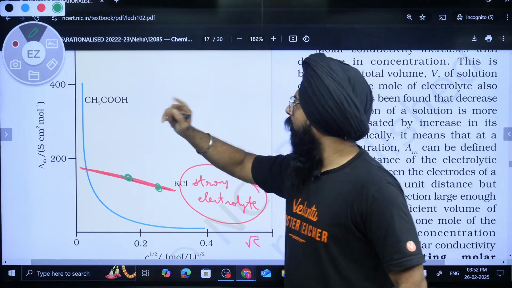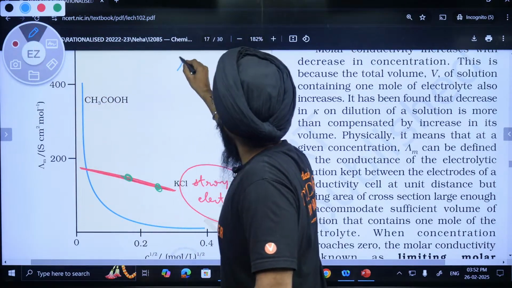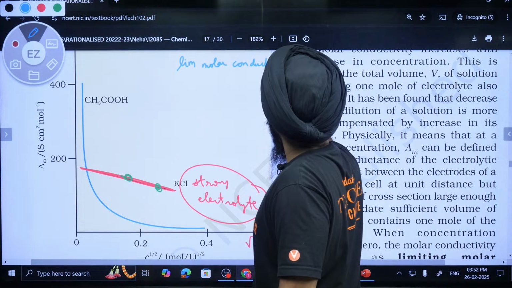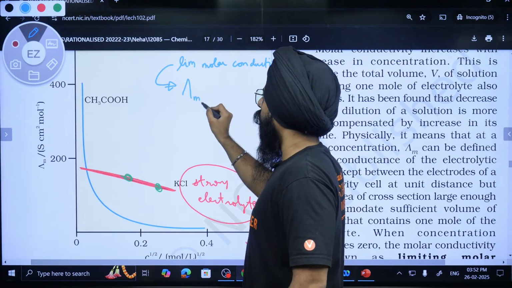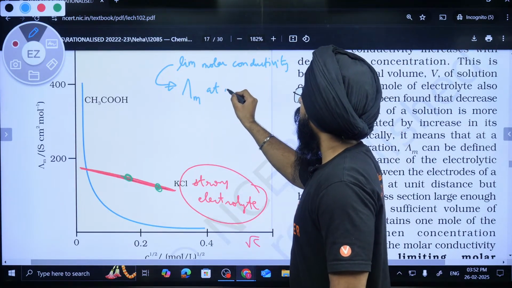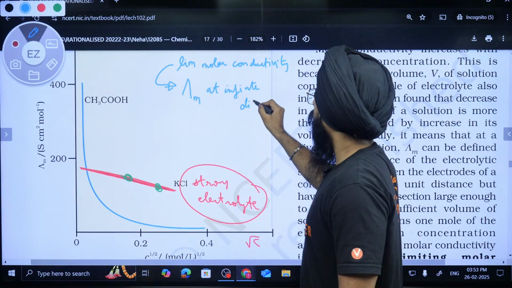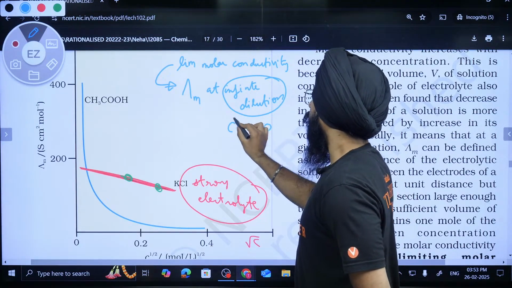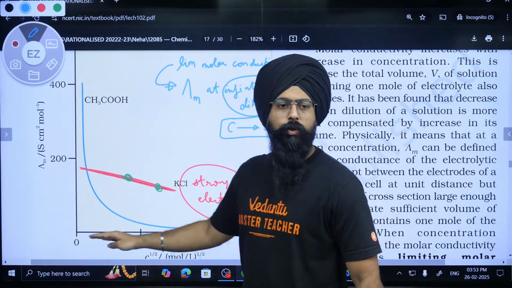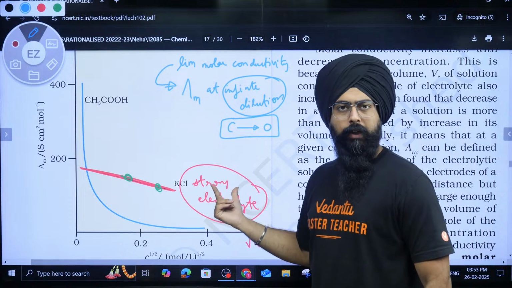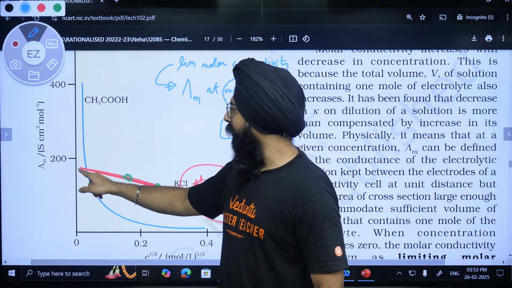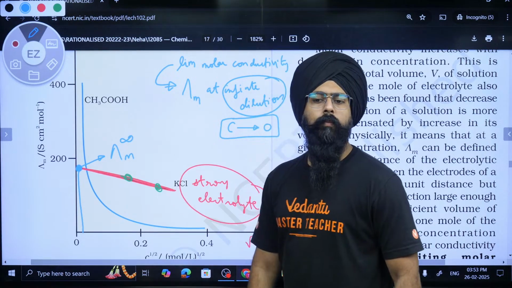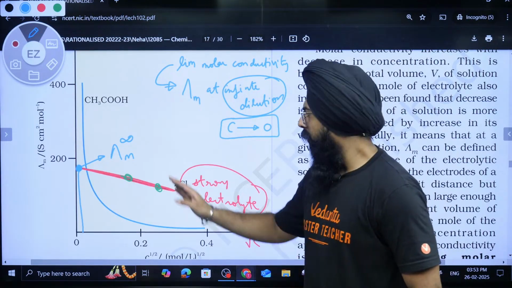Now, what is limiting molar conductivity? Limiting molar conductivity is lambda molar, but calculated at infinite dilution. Okay. What do we mean by infinite dilution? Infinite dilution means your concentration tends to 0. So when concentration tends to 0, molar conductivity should increase. So for strong electrolytes, since it is a linear function, you can simply plot the graph and calculate the value of limiting molar conductivity. This is your limiting molar conductivity. Very nice.